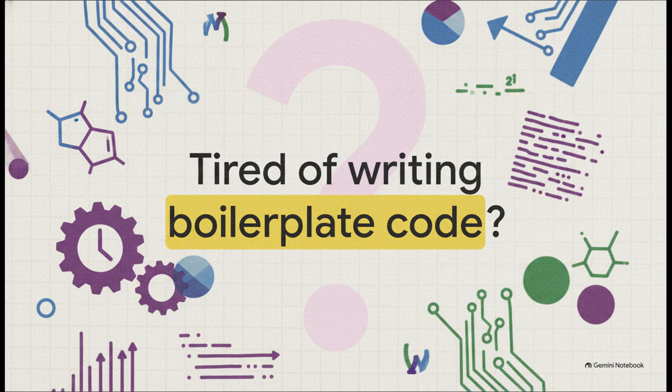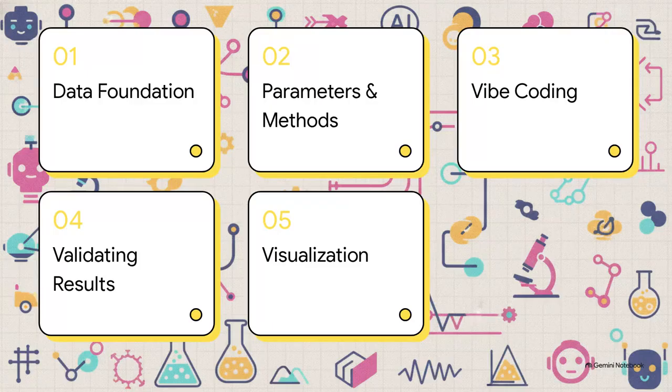We're going to break down exactly how to let the AI handle that repetitive execution so you can stay focused on the broader scientific vision. So here is our roadmap for the journey. We'll be tracking how to take your raw data and turn it into publication-ready visualizations across 5 phases.